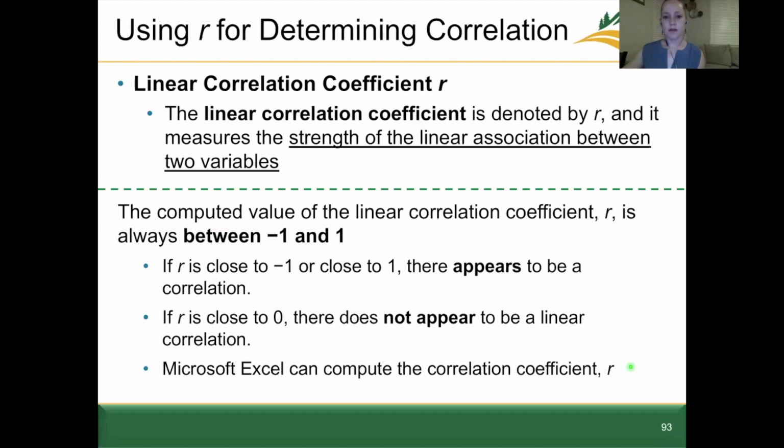Okay, and so hopefully you all have downloaded Microsoft Excel at this point. What's really nice about Microsoft Excel is that you can compute the correlation coefficient R when you have a set of data in Excel. So we'll start working with Excel pretty shortly here because it is a really, really useful tool in statistics.